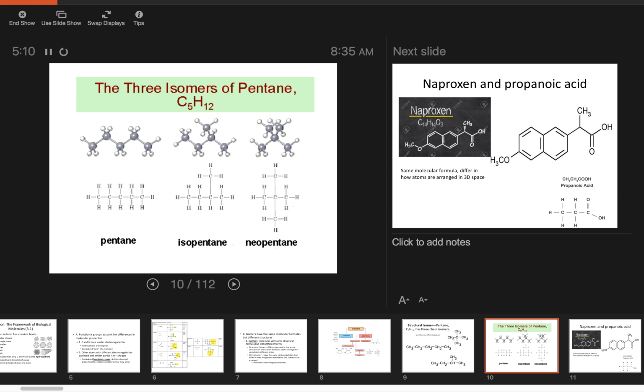Wait, so what's the difference between the neopentane then? How did you remember that again? It was just a cross. You don't need to. You just need to know what structural isomers are. That's it.